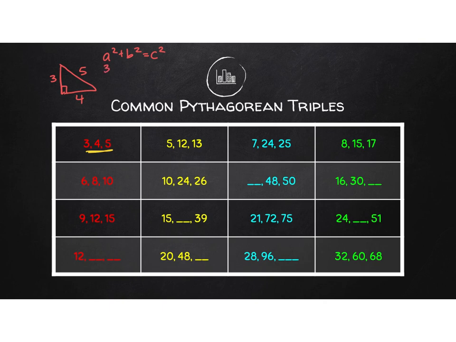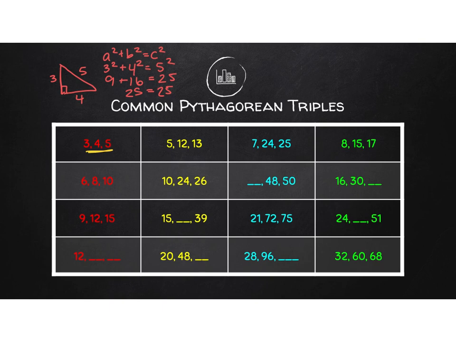So let me show you. 3 squared plus 4 squared is going to equal 5 squared. So we have 9 plus 16, that's going to equal 25. 9 plus 16 is 25, so 25 equals 25. So that's why that is a Pythagorean triple.